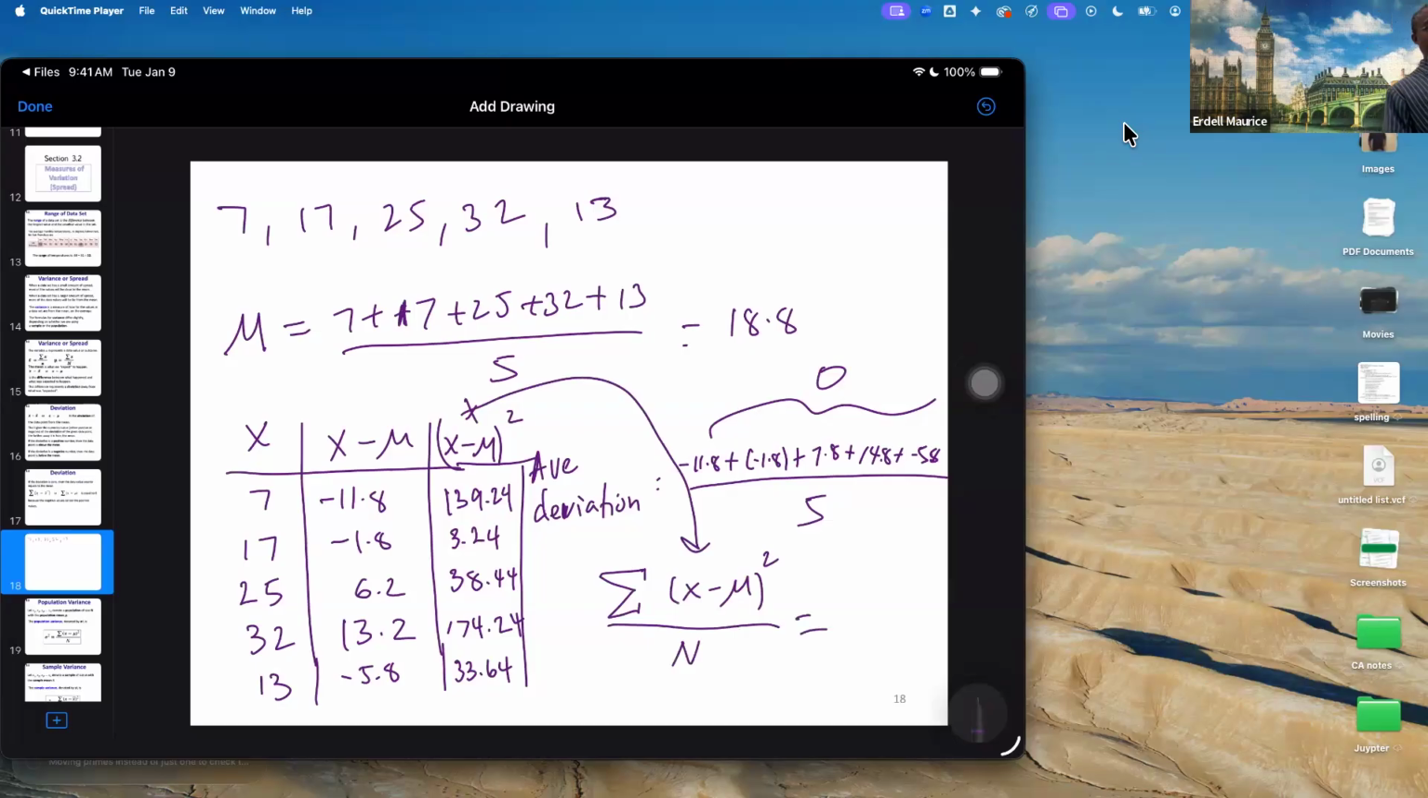what's the sum first? When you add the 5 numbers up, what answer do you get? 388.8. You divide that by 5, and then the answer is 77.76. This answer we get right here goes by a specific name. This answer is called the variance.